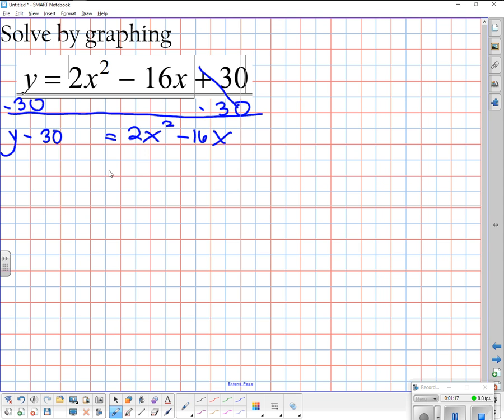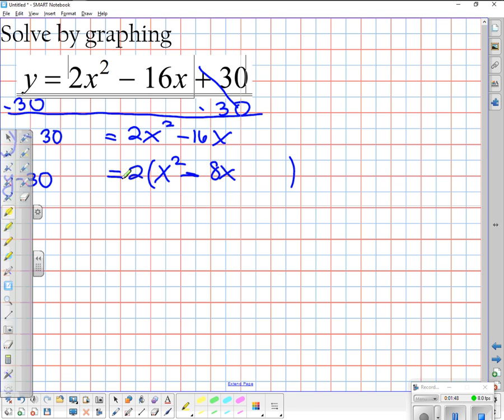So what you're going to do is factor out the 2. So you're going to put a 2 out here. Now, 2 times what will give me 2x squared? That'll be x squared. 2 multiplied by what will give you 16x? That'll be 8x. And then parentheses. Okay? And then you have y minus 30. When you do this graphing, the x has to be by itself. If it's not, you get it by itself.